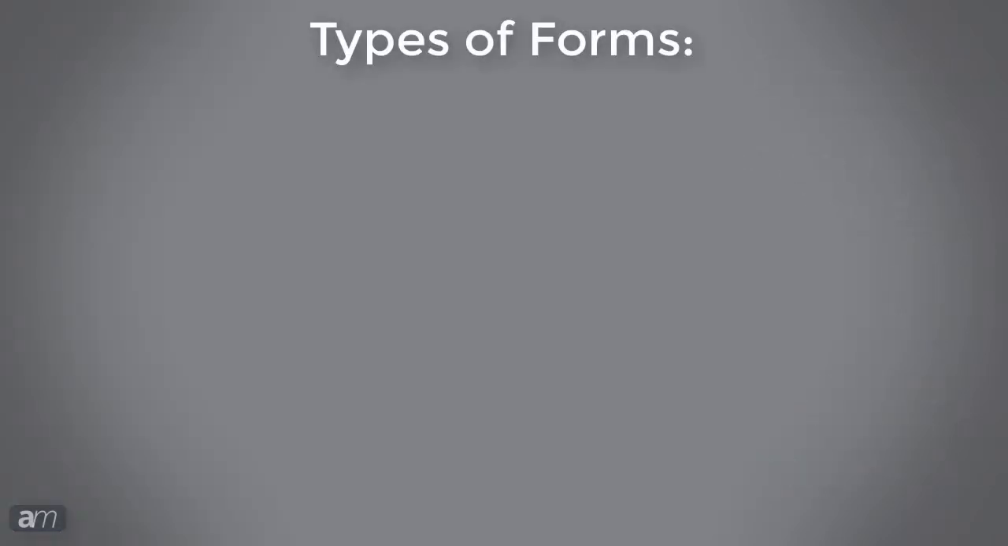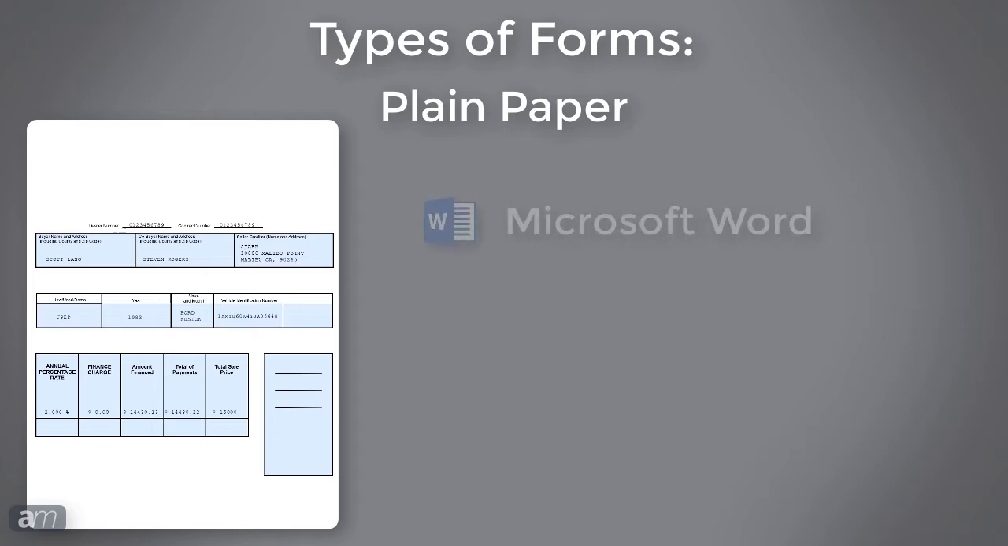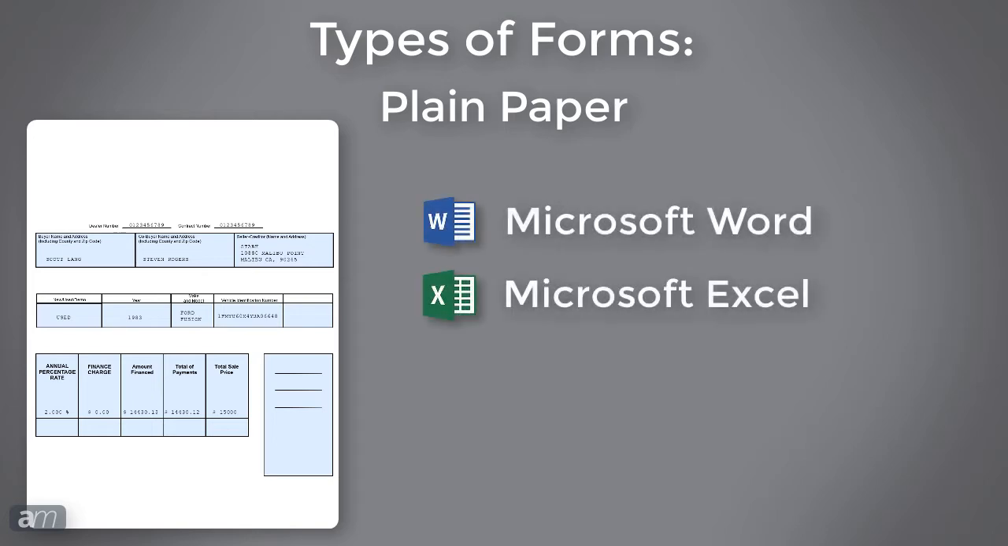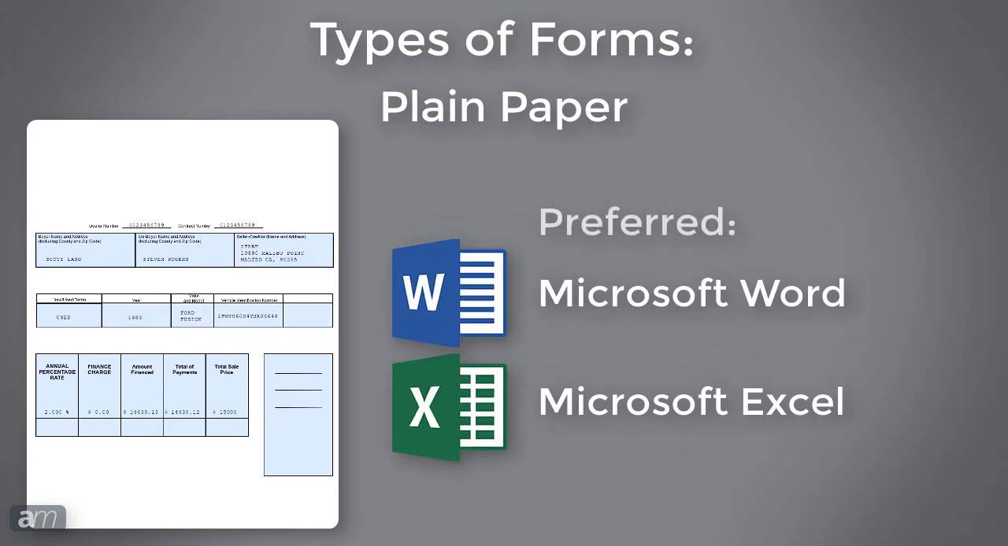There are two types of forms. First are plain paper forms. Plain paper forms include Microsoft Word and Excel documents, Google documents, and PDF documents. If possible, Word or Excel documents are preferred over PDFs.